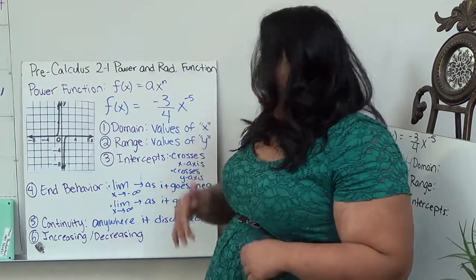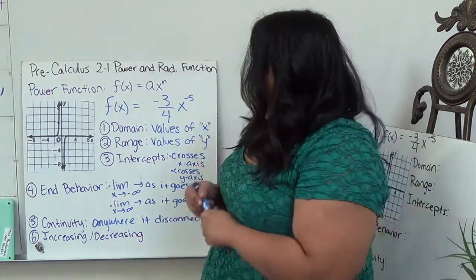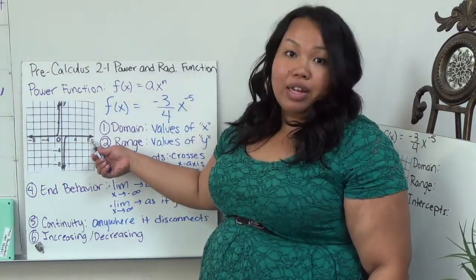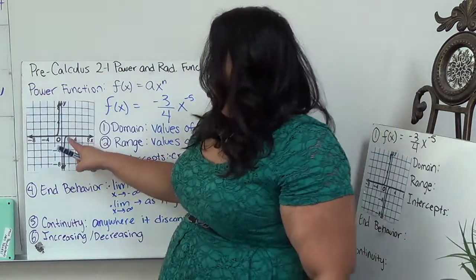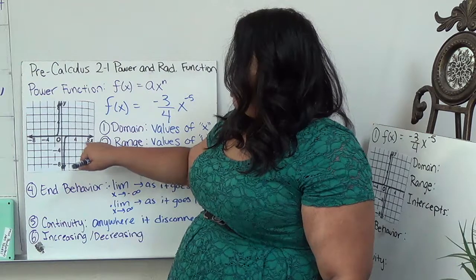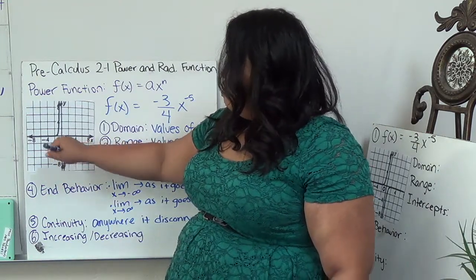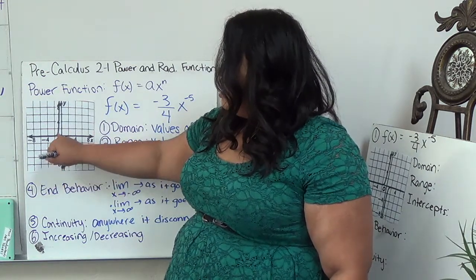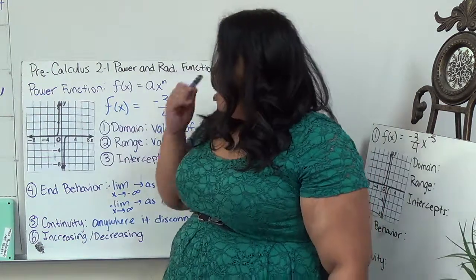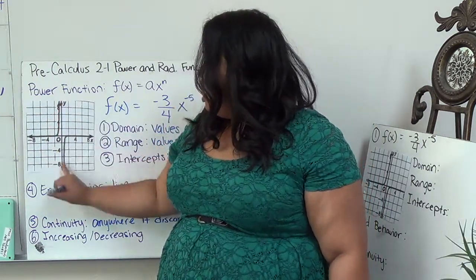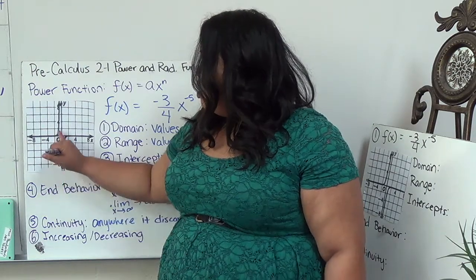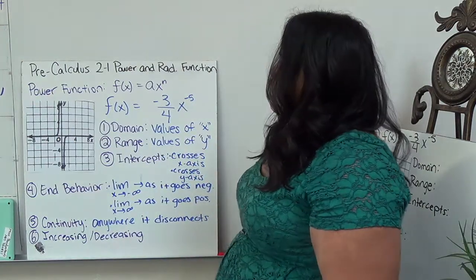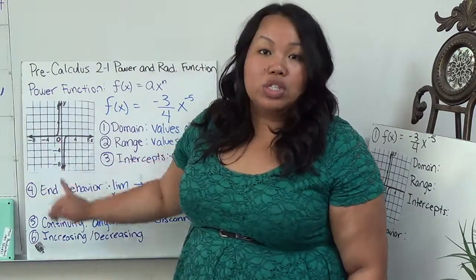Domain is the values of x, where x is limited and where it is valid. So for example, here the x values are valid, but then here there are no x values. These x values are negative, and this x value is positive. Now, at this point right here, it gets close but never touches. So then we have what is called an asymptote. This is where the equation is not defined.